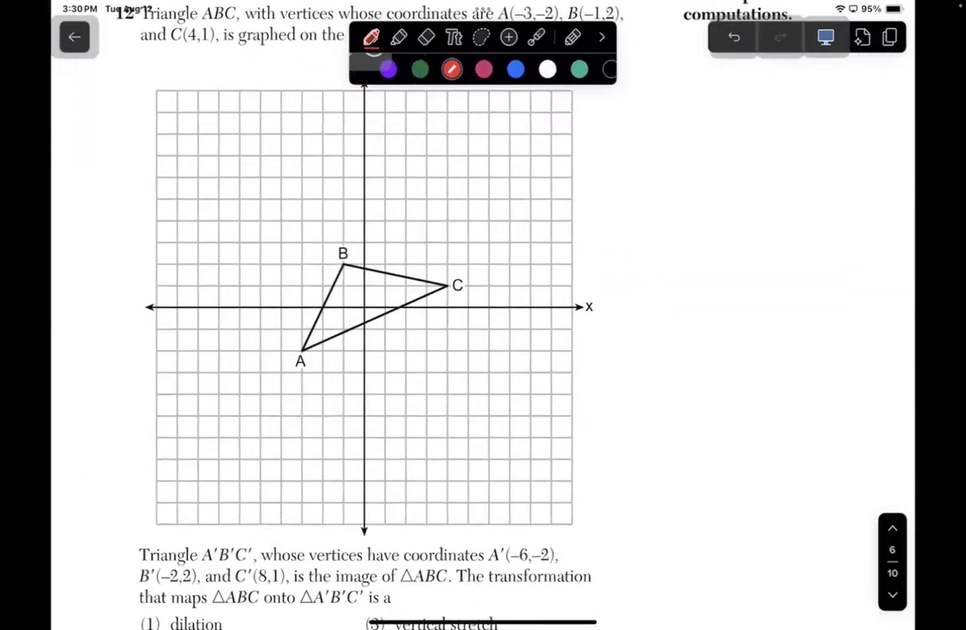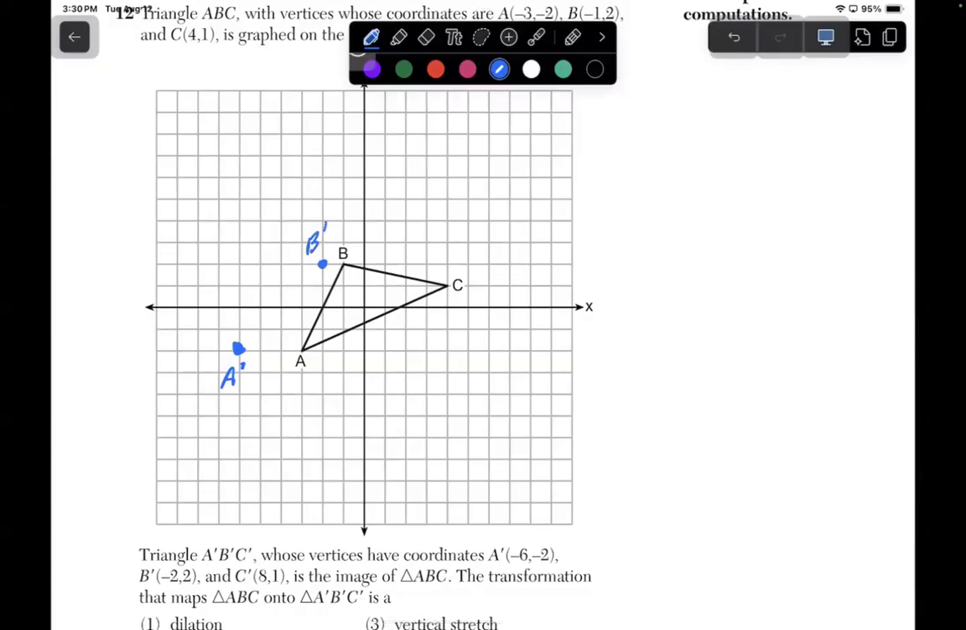Oh, this was a weird question. This is actually new in the curriculum. Anyway, basically what I would do is graph this thing. So A is -3, -2. And where's A prime going? A prime is going to be -6, -2. So this is where A prime is. B prime is going to be at -2, 2. And C prime is going to be at 8, 1, which is all the way over here.